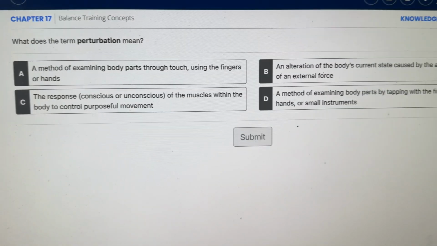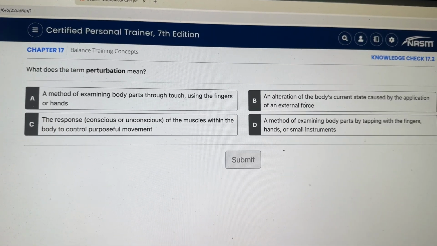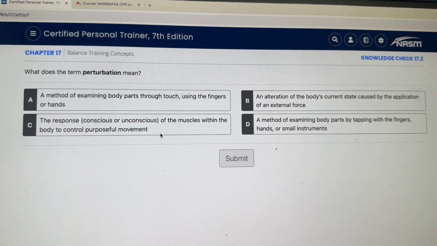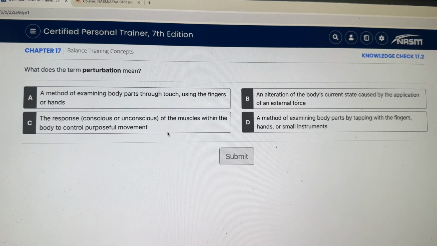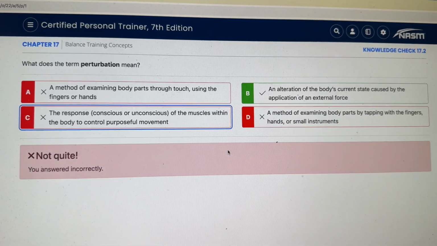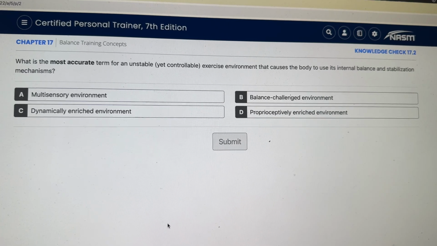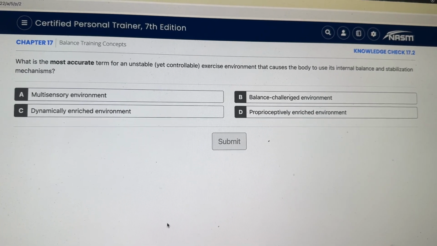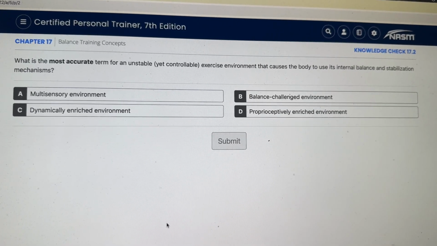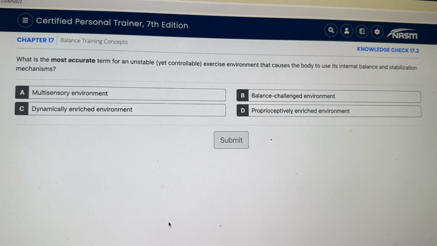I'll be back. All right, chapter 17, lesson 2 is done. 5:50 right now. Only 2 questions. Here we go. What does the term perturbation mean? The response of the muscles within the body to control purposeful movement. What is the most accurate term for an unstable yet controllable exercise environment that causes the body to use its internal balance and stabilization mechanism?